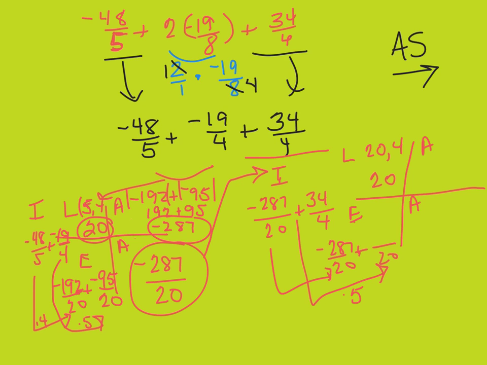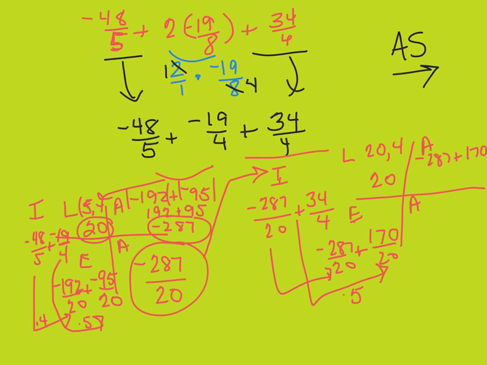So I'm going to do this one the way that we've been doing it. It's going to be 34 times 5. So that's 30 times 5 is 150. And then 4 times 5 is 20. And 150 plus 20, of course, is 170. So I ignore my denominators, bring only over my numerators. Negative 287 plus 170. The signs are different.